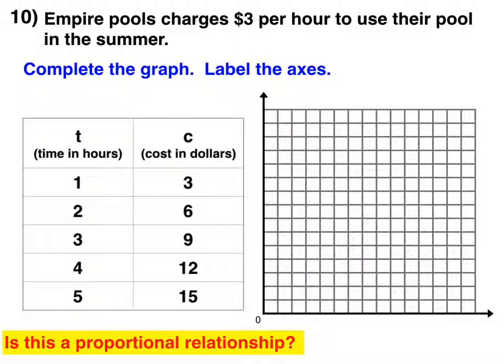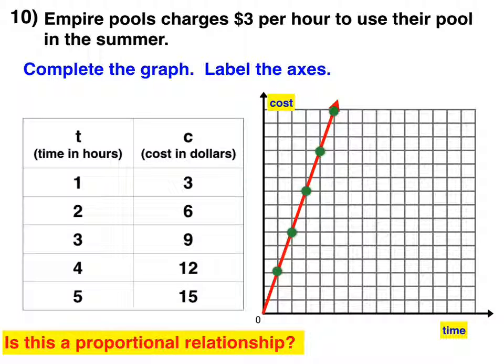Let's do number 10. Label those axes. Time is on the bottom. Cost is on the side. I gave you the table this time. You're going to graph it. All right, here are my points. Here's my line. Is it proportional? Yes. How do you know? Because it's both linear and goes to the origin. Excellent. It's both linear and it goes to the origin.